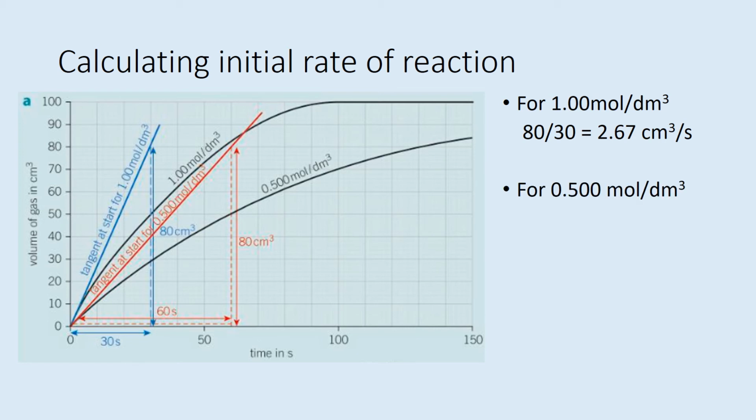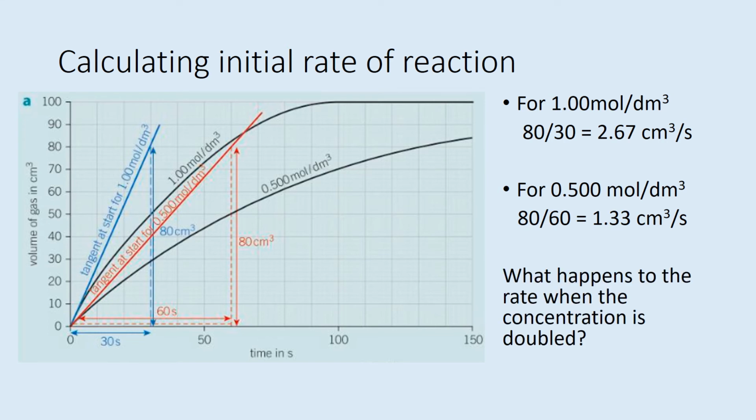Other one, 0.5, again, calculate that one. So you've got y over x. 80 divided by 60 gives 1.33 centimeters cubed per second, again, 3 sig figs. So you will notice that there is a bit of a link. If you look at what's happening here, when the concentration goes from 0.5 to 1, so the concentration doubles, what happens to the rate? Well, hopefully you can appreciate that the rate quite clearly has also doubled.